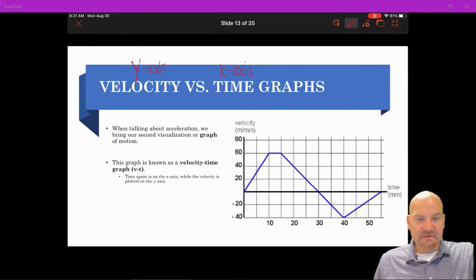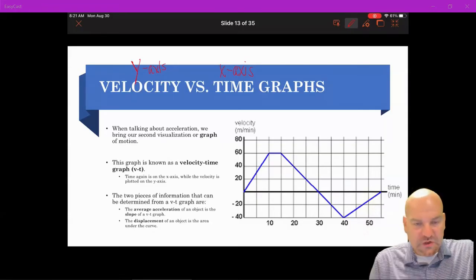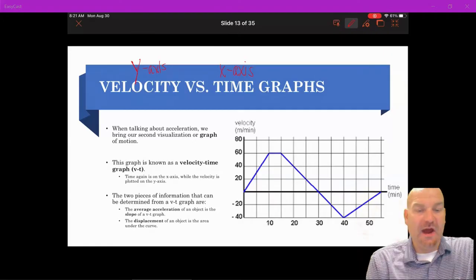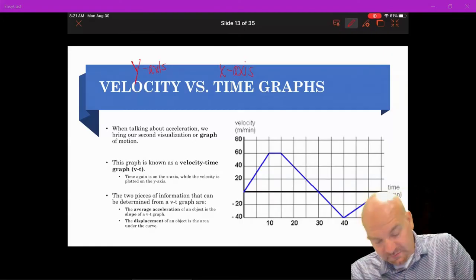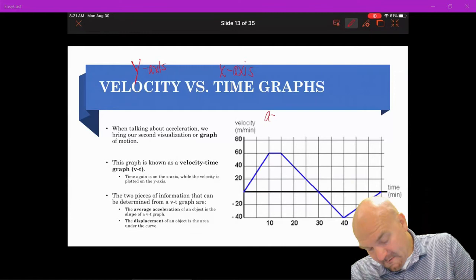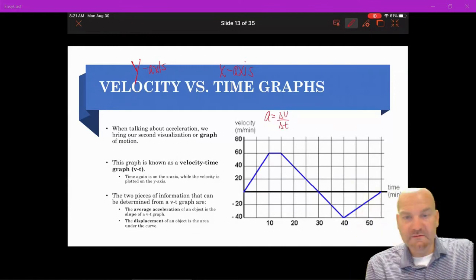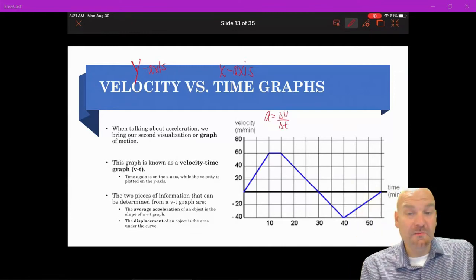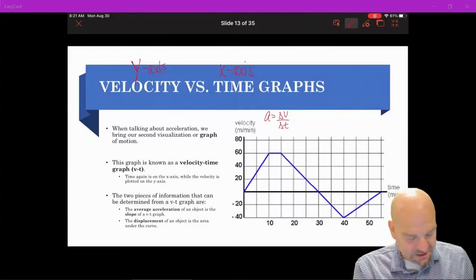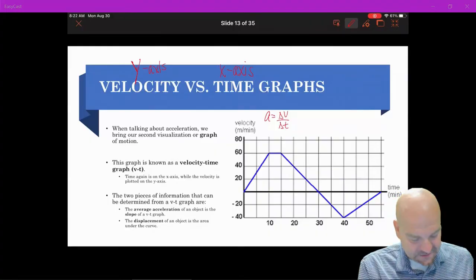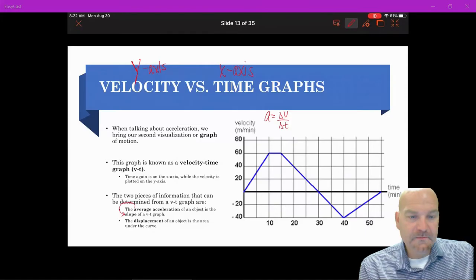Now, again, I mentioned in the beginning of the video, time again will be on the x-axis, while velocity will now be plotted on the y-axis. Two pieces of information that you can get from this graph. Okay, again, if you think about the acceleration equation, delta v over delta t, well, that looks like a slope. Well, guess what? Acceleration, or average acceleration, is the slope of a VT graph.